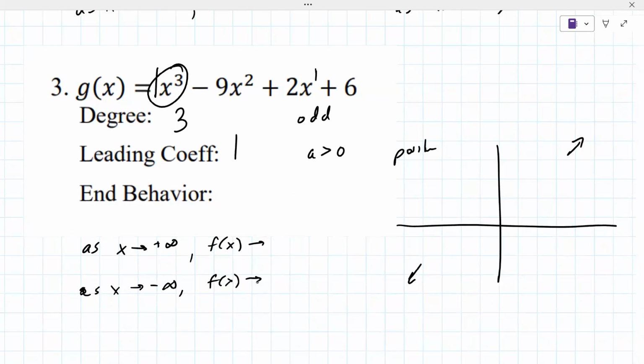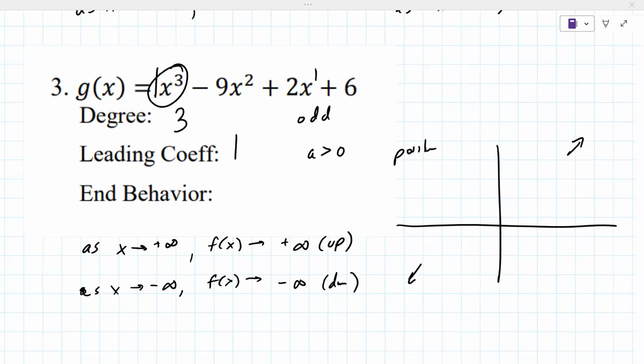What's happening with f of x? Positive infinity. So this positive infinity is going up. That's the one over here on the right. The other one would be negative infinity. Yes. Good. So you've got to know those four graphs to be able to do this.